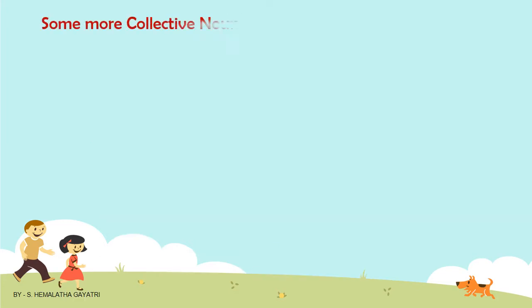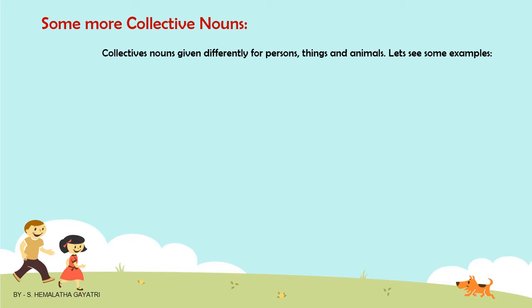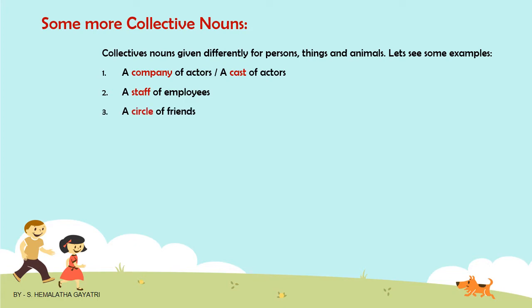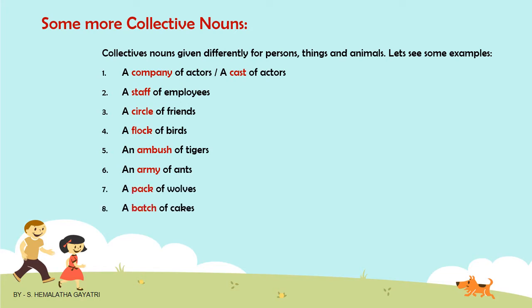Children, let us see some more examples of collective nouns. Collective nouns are given differently for persons, things and animals. Let us see some examples. Try to remember them as they are discussed. A company of actors, a cast of actors, a staff of employees, a circle of friends, a flock of birds, an ambush of tigers, an army of ants, a pack of wolves, a batch of cakes, a carton of milk, a bale of cotton, etc.